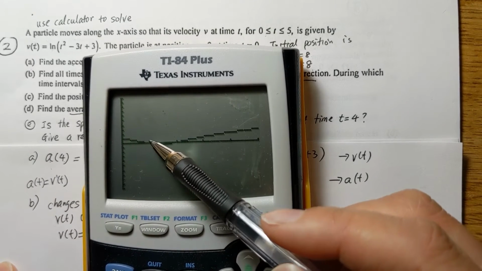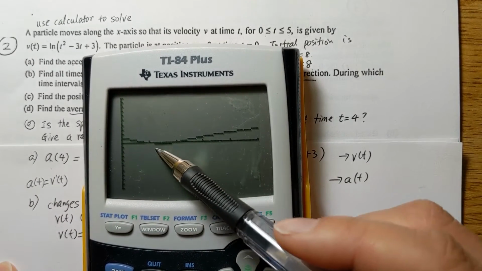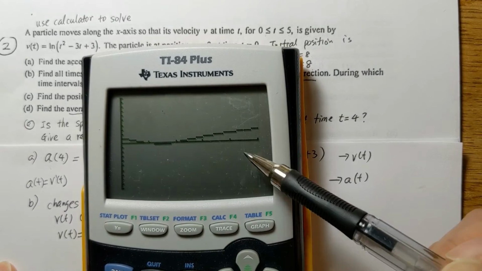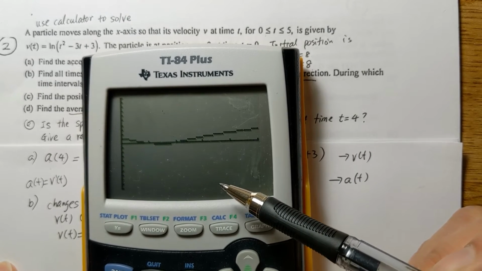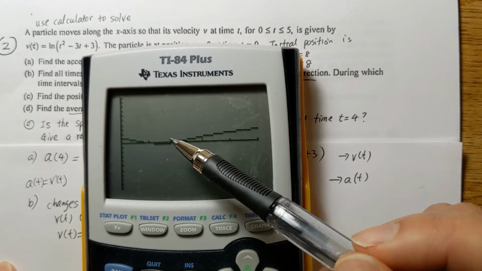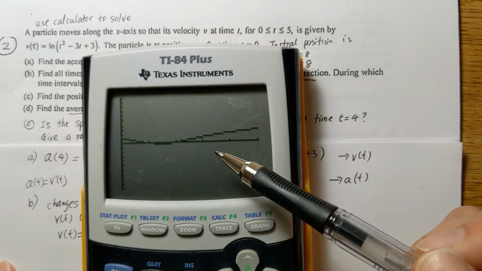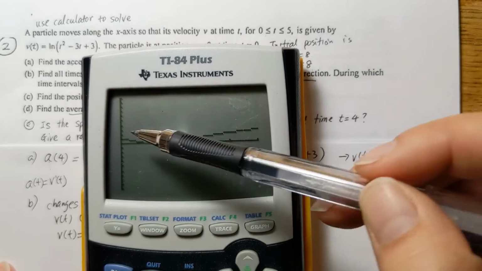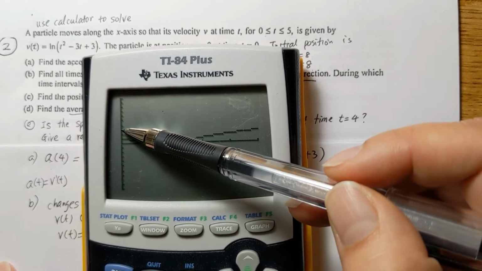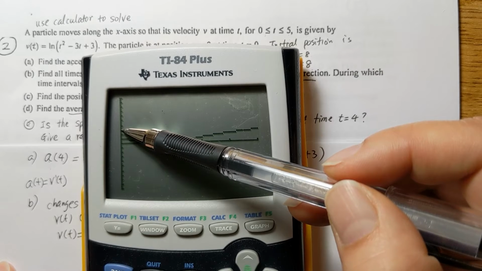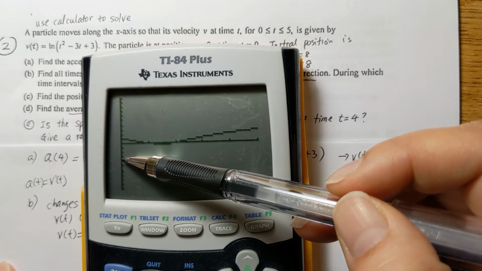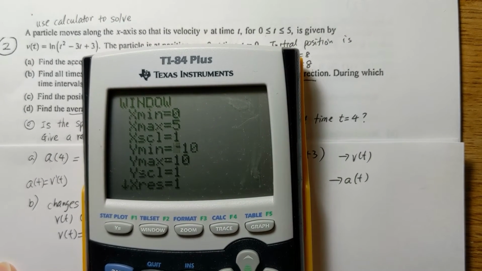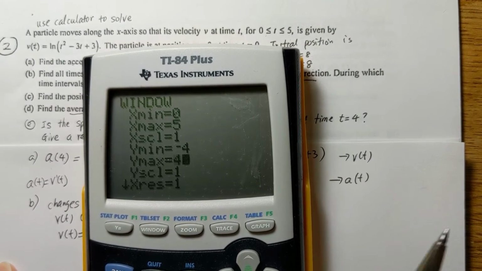It looked like it passed through and then it goes back up. There are 2 zeros. But if this is not clear to you, you can change your window. I showed you before you can use zoom, but sometimes zoom fit may not be very clear if the graph is so close to the x-axis. So let's take a look here. It looked like if I made the y max 4 and the y min -4 would be good enough. It would cover. So we're going to go back to -4 and 4.